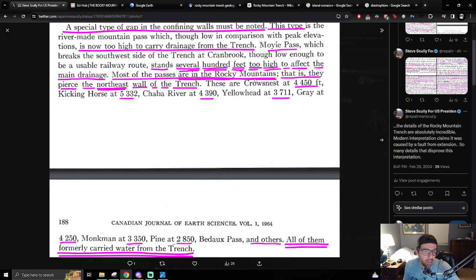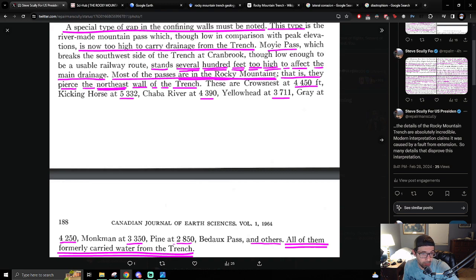A special type of gap in the confining walls must be noted. This type, let me just read this whole thing, is the river-made mountain pass, which, though low in comparison with peak elevations, is now too high to carry drainage from the trench. Moy Pass stands several hundred feet too high to affect the main drainage.